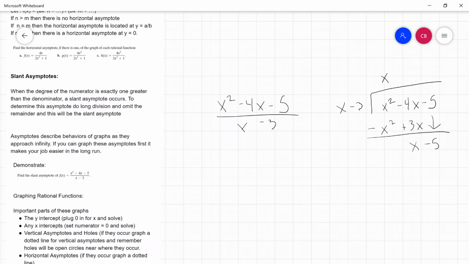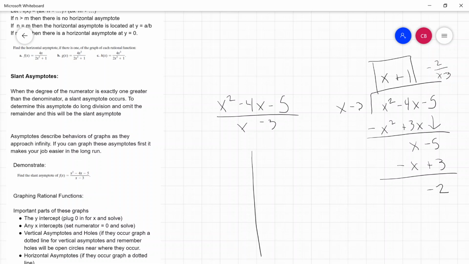Now we have x goes into negative x 1 time, so plus 1. So we put x, and then we do negative 1 and 3. That's negative 3. Change the signs. This is negative 2. And then that's negative 2 over x minus 3. Now, our slant asymptote is going to be x plus 1.